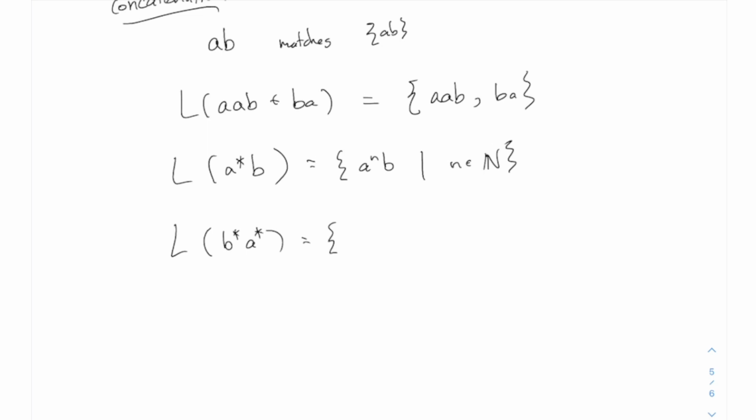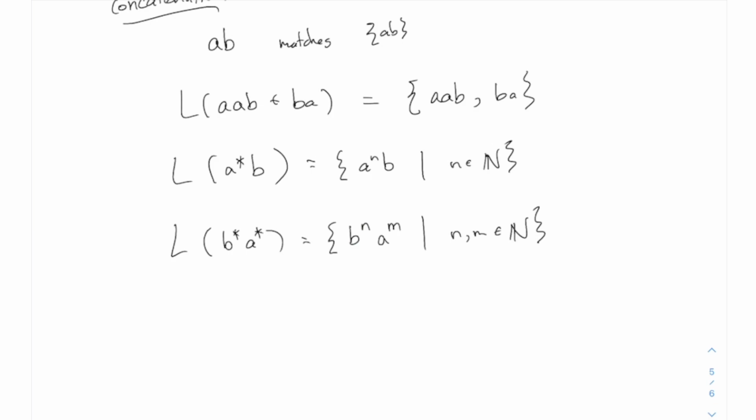B to the N, A to the N. I like your attention to detail on the exponents. The N and the M. Don't use the same exponent both times, because I'm not saying that there's the same number of B's and A's. It's just any number of B's followed by any number of A's.